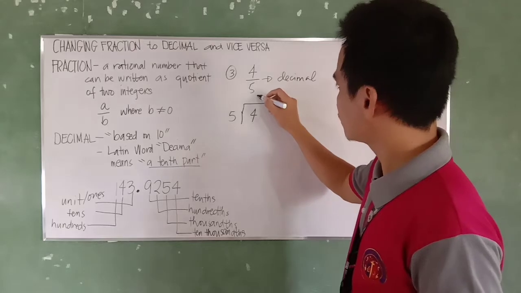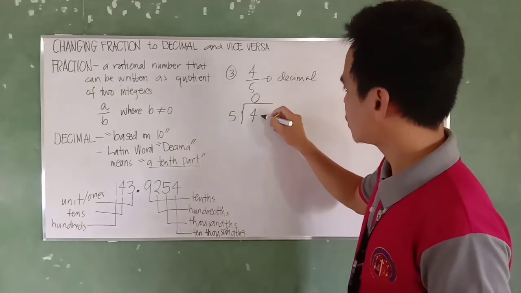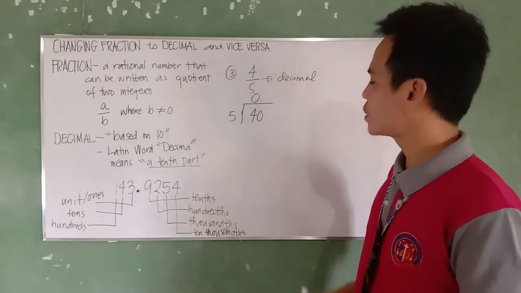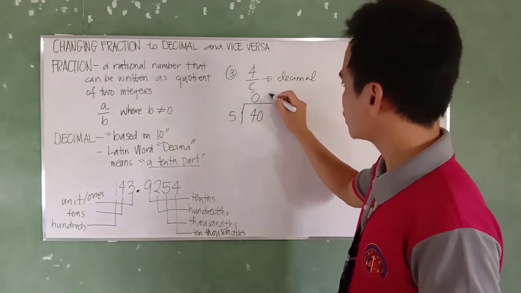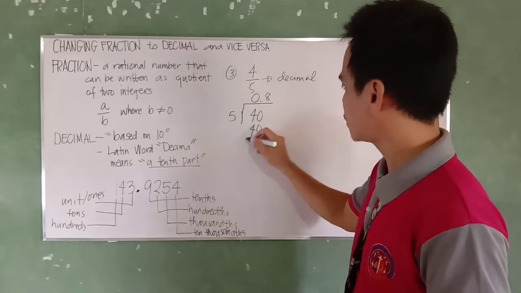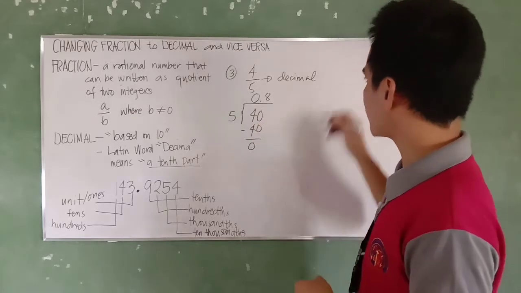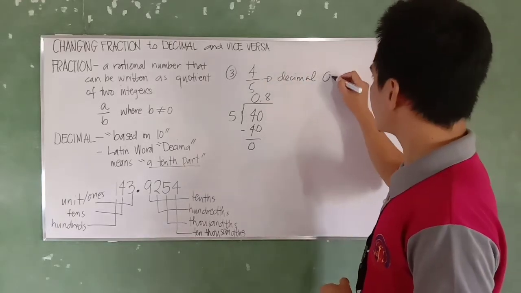So therefore, since we cannot divide 4 with 5, let's borrow 0 and put decimal point at the top. So therefore, this is 40 divided by 5 is 8. 8 multiplied to 5 is 40. So therefore, this is 0. So there you have it, guys. 4 over 5 to decimal number is 0.8.